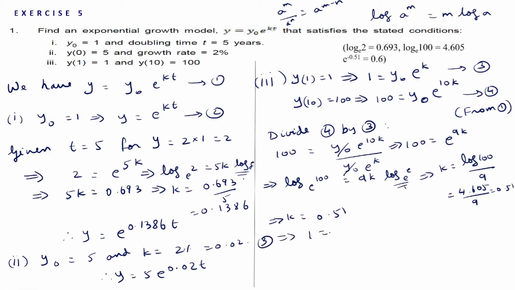Equation 3 implies 1 is equal to y naught into e raised to 0.51. From this we have y naught as 1 by e raised to 0.51, which is e raised to minus 0.51. So y naught is e raised to minus 0.51, which is given as 0.6. Therefore the model is y is equal to y naught, where y naught is 0.6, into e raised to kt, and k is 0.51, so 0.51t. This is how we can get the exponential model for each of these stated conditions.